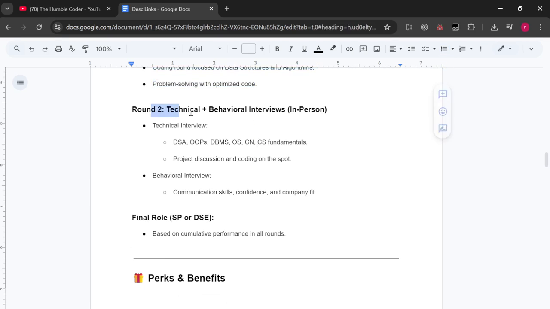In round 2, you will have technical plus behavioral interviews in person. The technical interview will have topics like DSA, OOPS, DBMS, operating system, computer network, CS fundamentals. Basically, these are the subjects which you usually study as a part of your BTech in computer science engineering. Then they can ask you about your project. Okay, so project discussion and coding on the spot will be the things asked in the technical round.